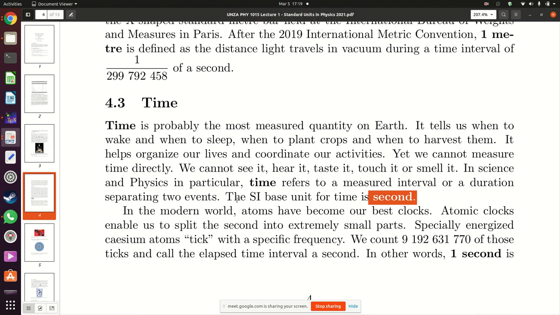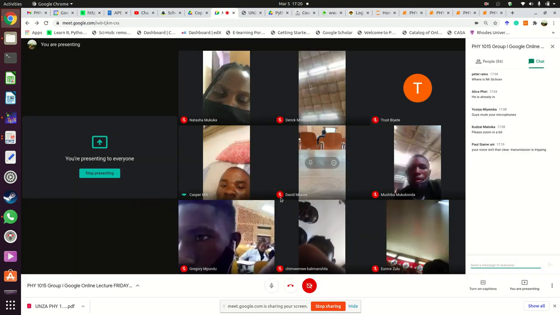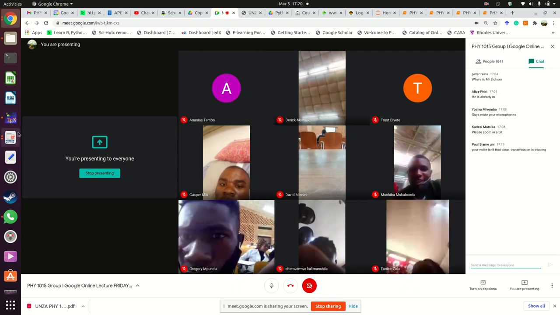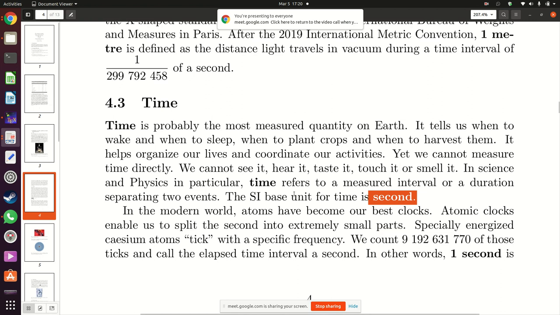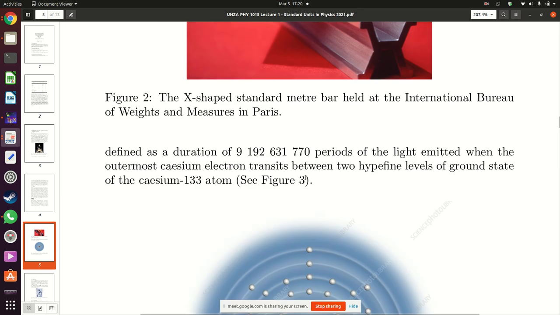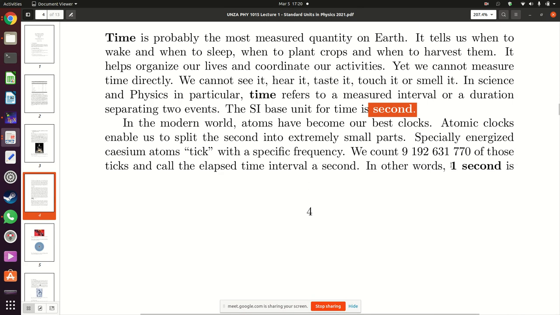Okay. So the unit for time is the second. And how do we define a second? The definition of 1 second is as follows.